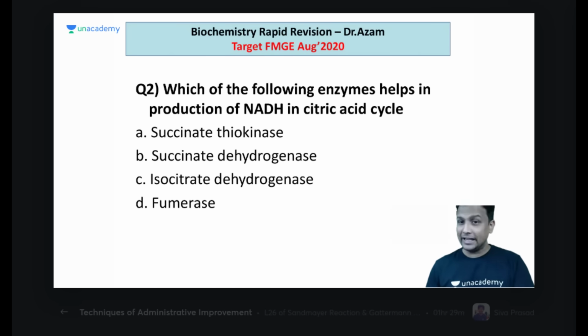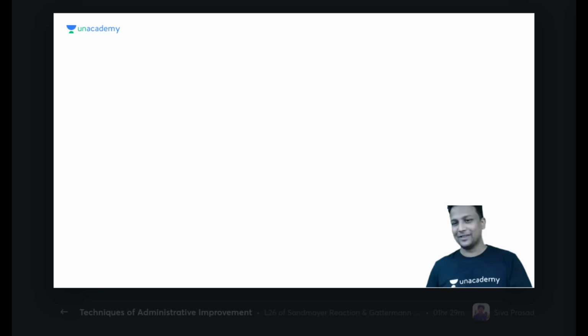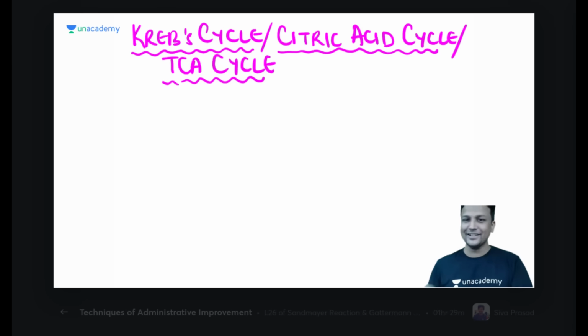Which of the following enzyme helps in production of NADH in citric acid cycle? Lovely. Forget about the question, sir. Welcome to the second concept here right now. That is the citric acid cycle. Yesterday it was all about proteins, and today it's all about the carbohydrates, sir. Welcome, welcome, welcome to the next topic.